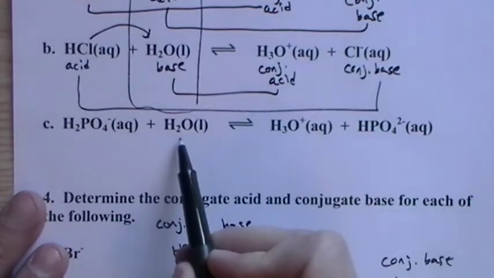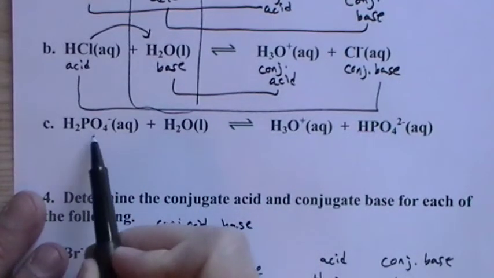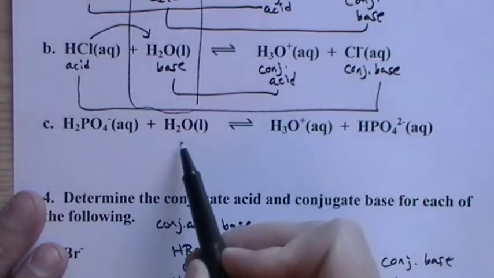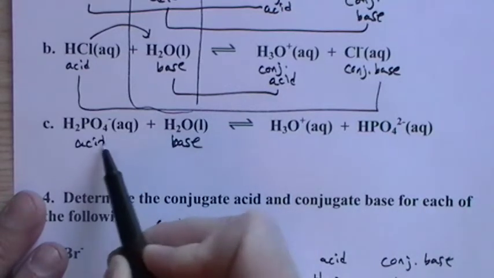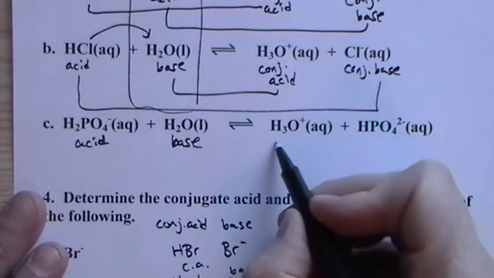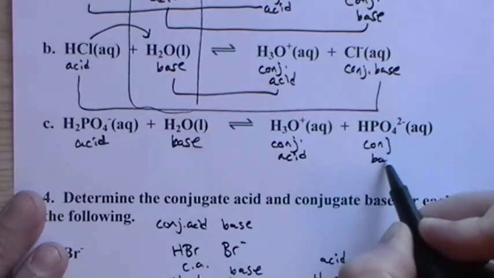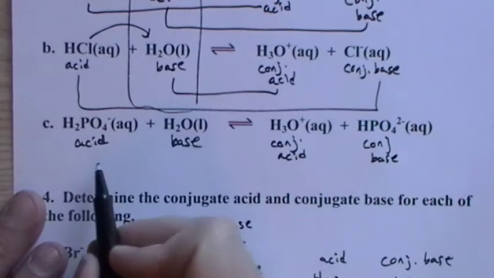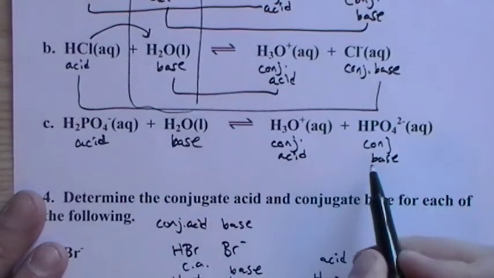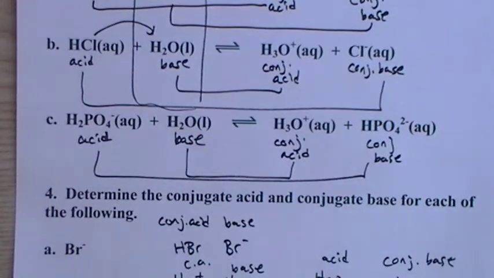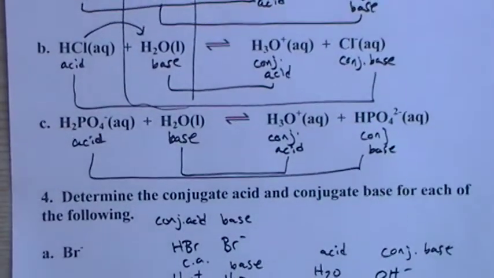Now we have water here again. We don't know what it does yet. We have H2PO4-, and water becomes H3O+, so it's acting as a base here, which means this must be an acid. They always work in that fashion. And then conjugate acid, so this must be conjugate base. So there's always an acid, always a base on the left side. The conjugate acid and conjugate base are on the other side, and so all four must be accounted for, and there's always going to be two on each side. So that's all we need to do there.